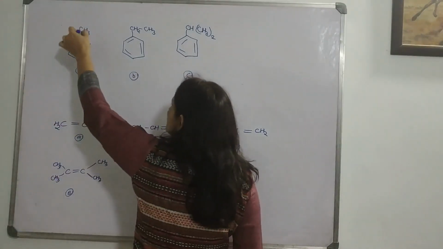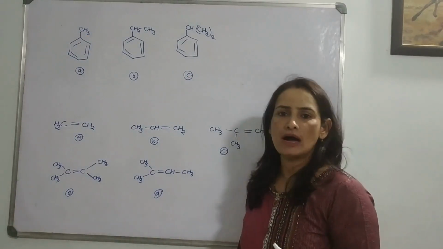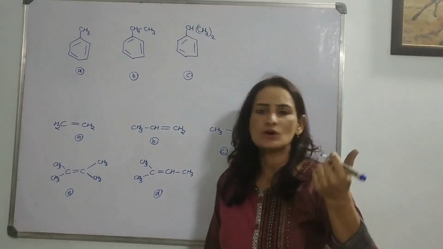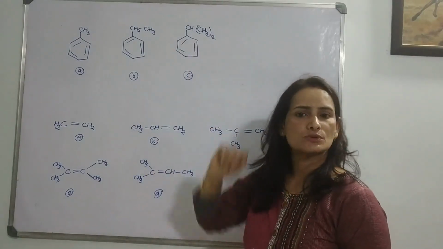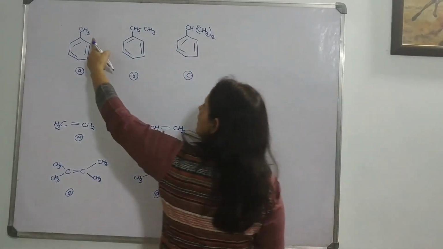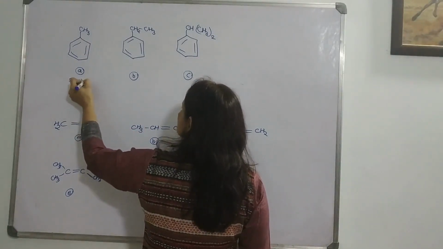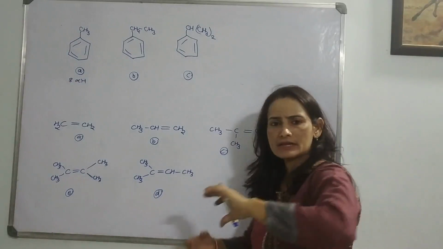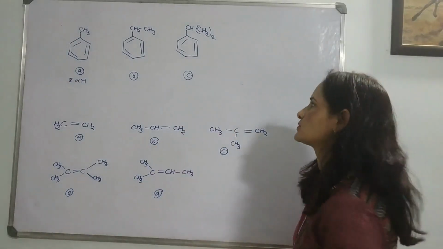Means this group can coordinate in resonance by giving the pair of electrons through hyperconjugation, because the alkyl group does not have a lone pair to give. So they give the pair of electrons through hyperconjugation. So how many alpha H are there? 3 alpha H. It can coordinate 3 times with the benzene ring to run the resonance.